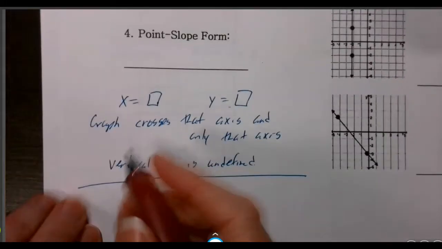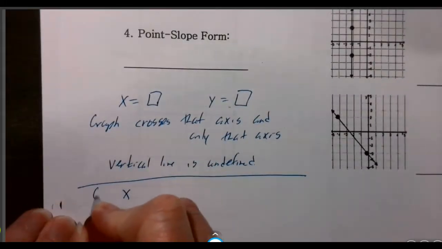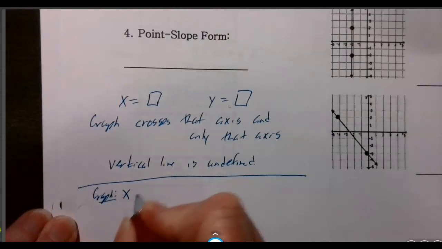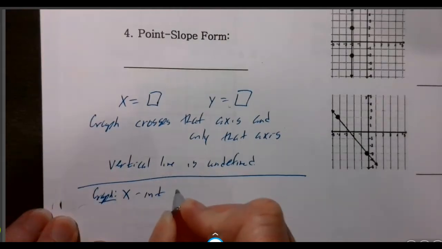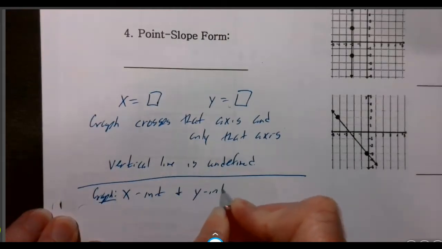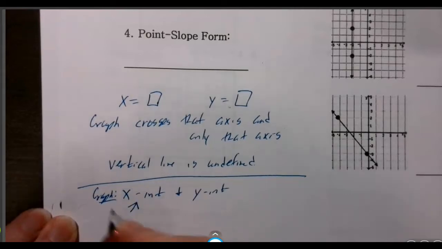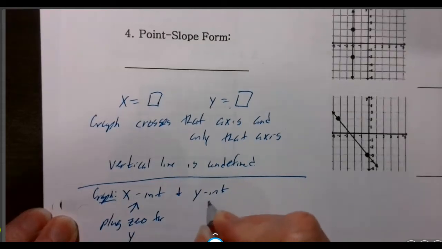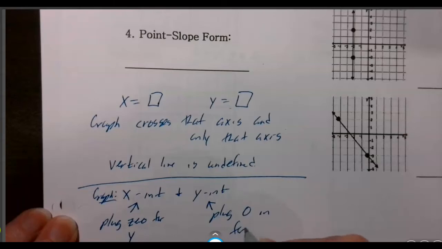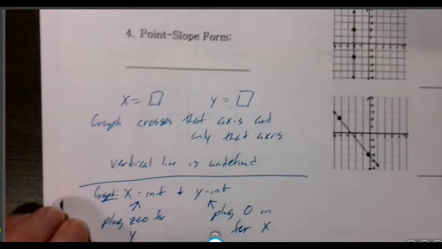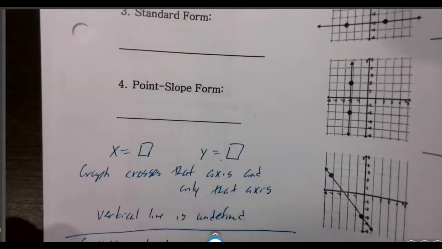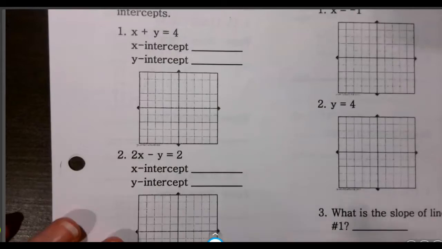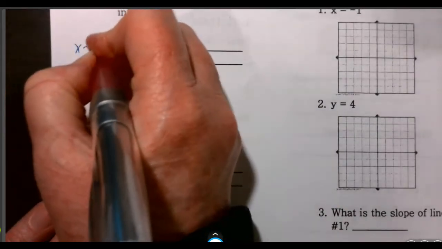So the other thing I just came across was x and y-intercepts. If I'm going to graph using x-intercepts and y-intercepts, okay, if I want to find my x-intercept, I'm going to plug 0 in for y. If I want my y-intercept, I'm going to plug 0 in for x. And hopefully you remember this, but just wanted to make sure. Okay, and if I were doing this, I would set up an x-intercept right here.